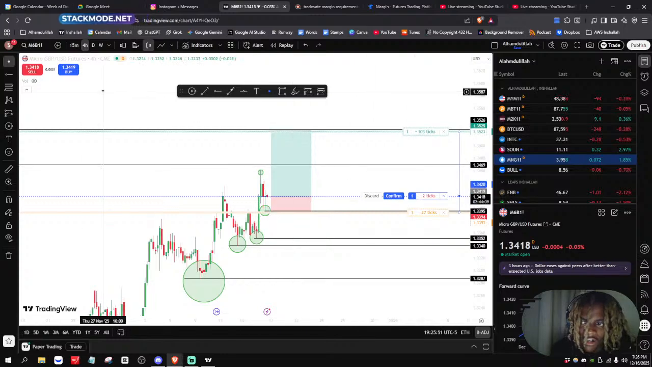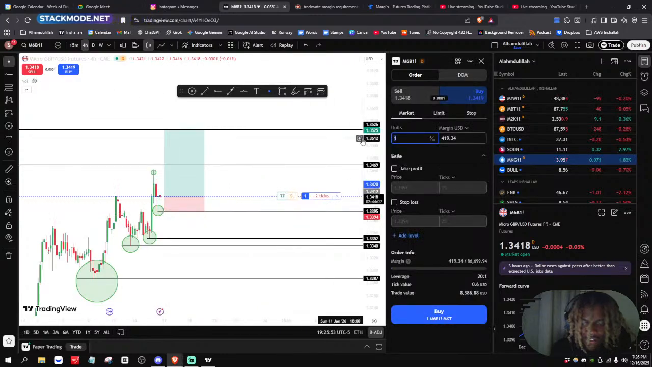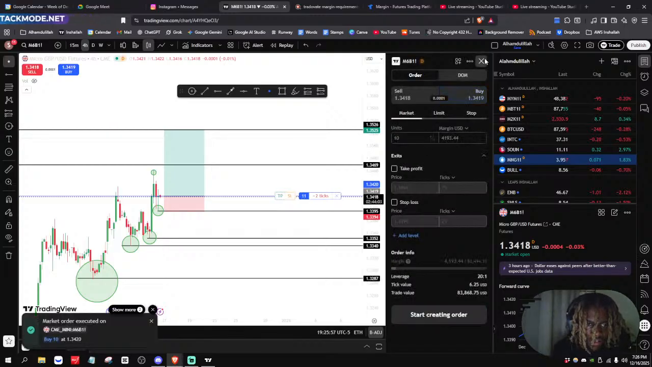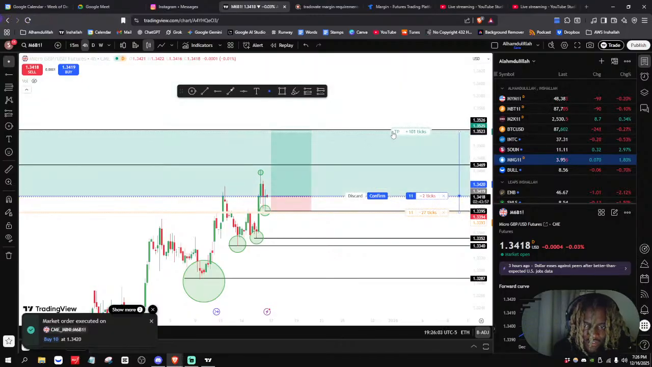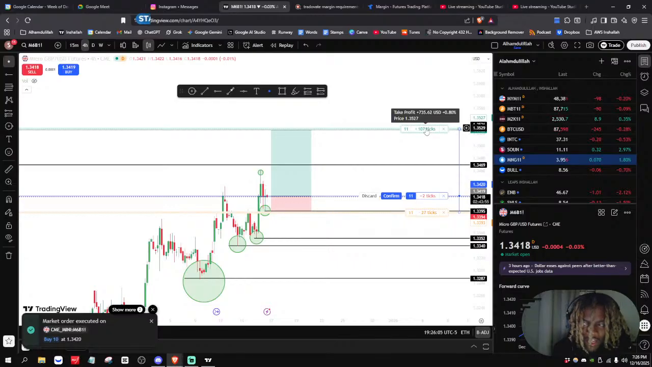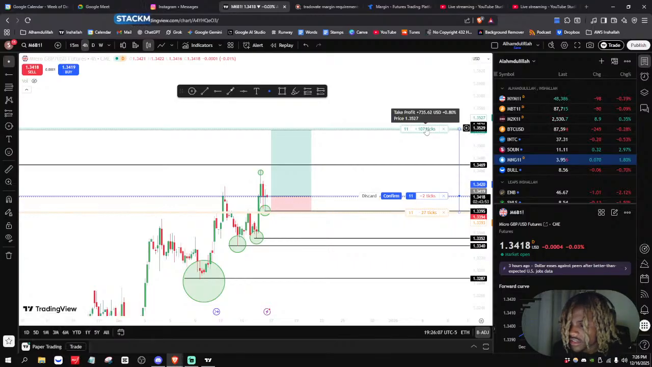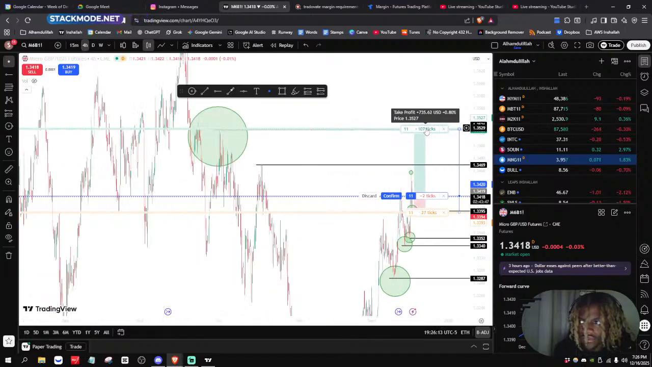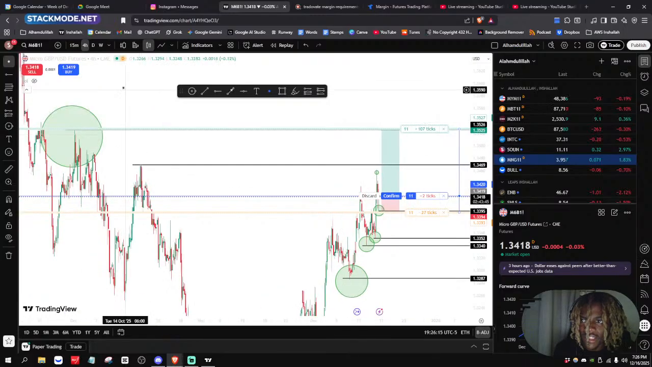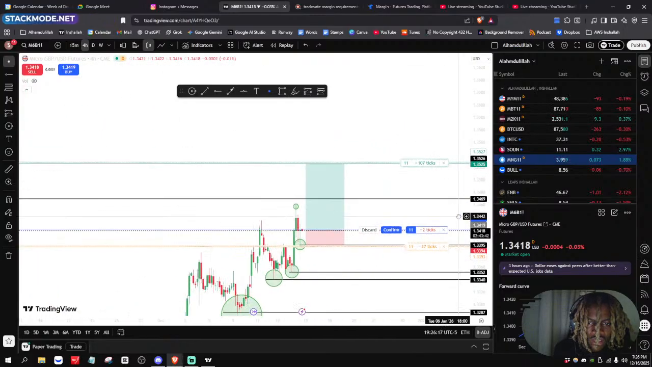But if I up my contract sizes, I bought 10, then you'd risk almost 200 to make almost 800. Yep. And this is actually a really, really good trade too.